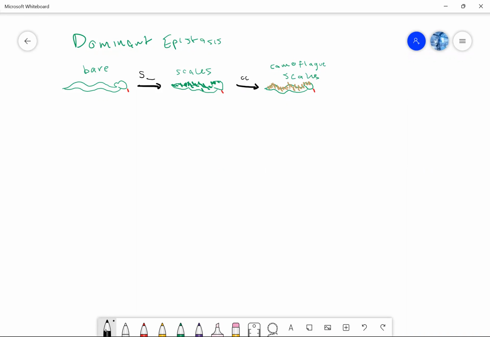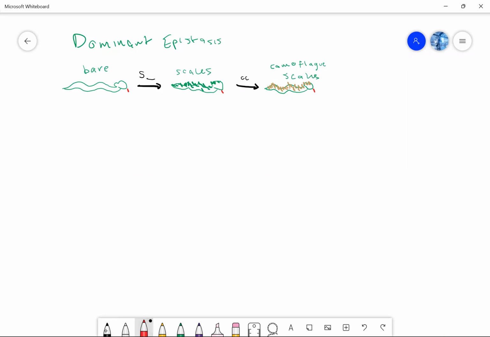And if it has a dominant allele specifically at this S locus, it is going to code for the production of scales. Its skin is going to grow or build keratinous scales. However, that is only if there is a dominant allele at this S locus.